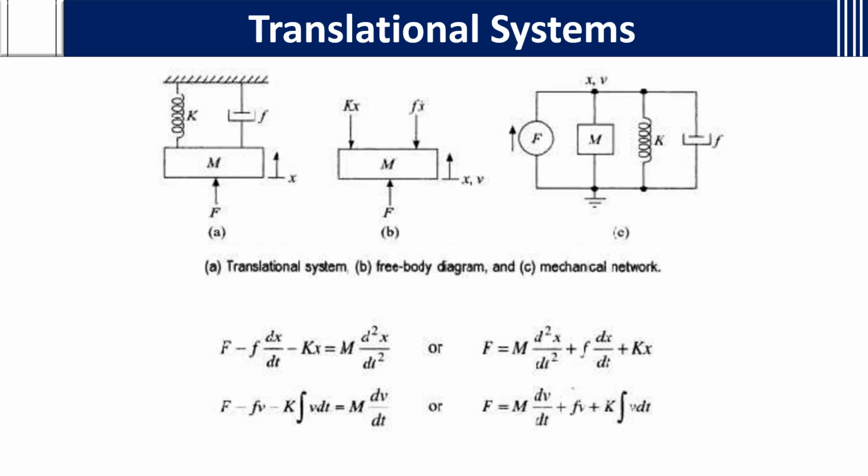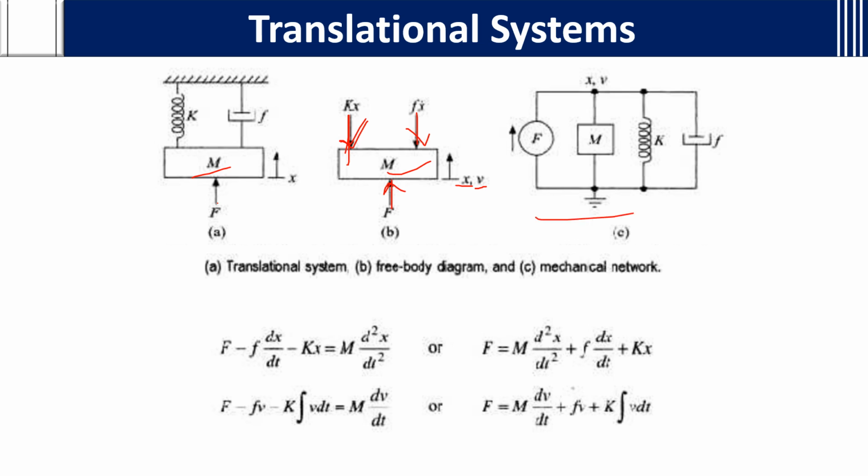A free body diagram is written in such a way that m is represented as m, x in terms of x, and in terms of velocity also we are going to write the equations. So you know that kx, force is applied in this way, then the effect will be in the opposite way. So kx, fx we need to write, and f we need to represent in this way.